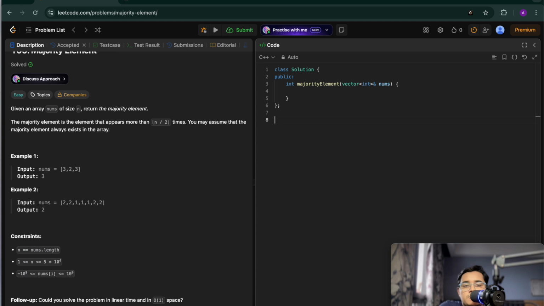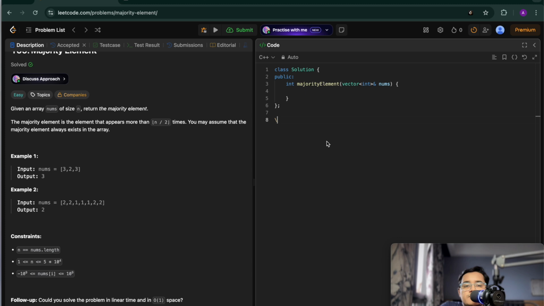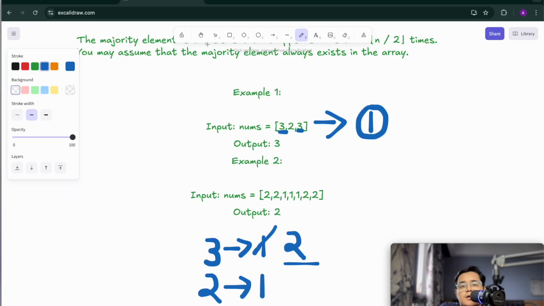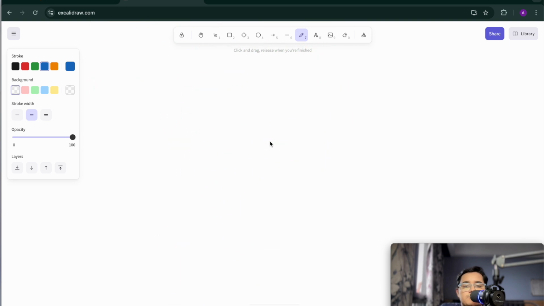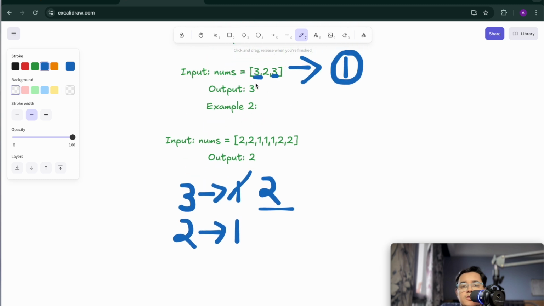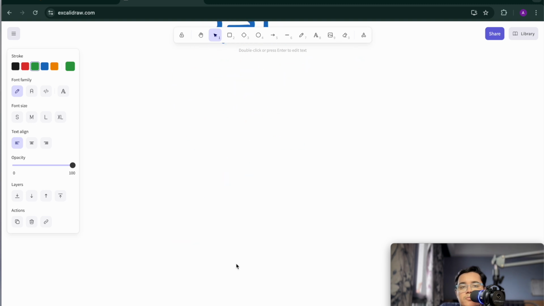So now let's look at the most optimal solution for this given question. Now we're going to study an algorithm known as the Boyer-Moore majority voting algorithm. So let's dive into the logic. For now, I'm going to copy this big input right over here, and I'm going to work forward with it.